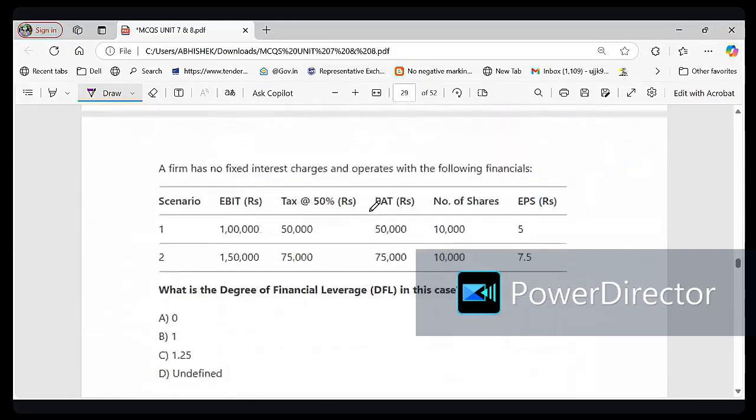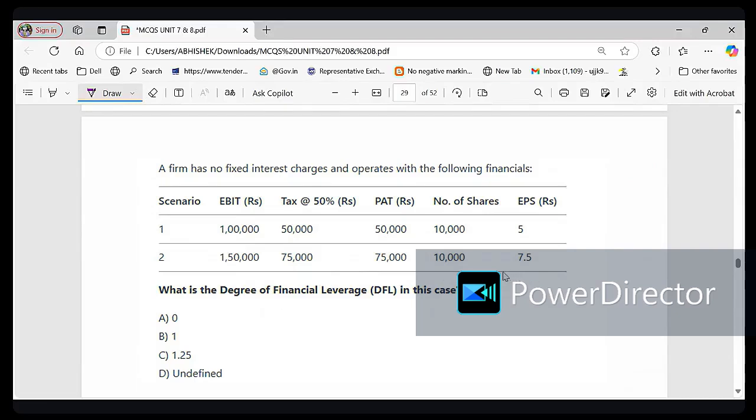So that is the point. Now, friends, let's look at this particular question. Very good question, right? Let's try to answer it. As you can see, we have two scenarios for a company. In scenario number 1, EBIT is 1 lakh, tax is 50,000, profit after tax is 50,000, number of shares is 10,000, EPS is 5. In scenario number 2, EBIT is 1.5 lakh, tax is 75,000, profit after tax is 75,000, number of shares is 10,000, EPS is 7.5.